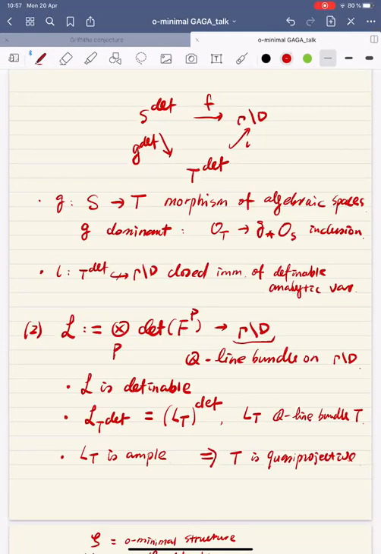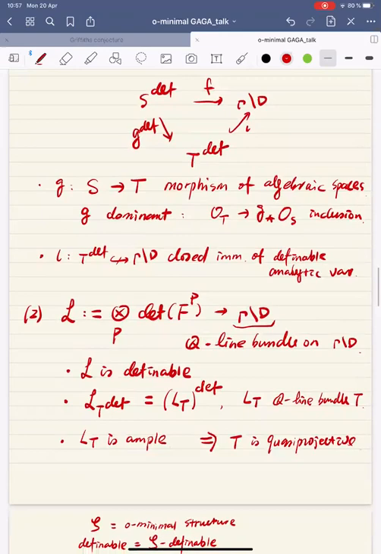So, a definable line bundle, by definition, means the transition functions are definable. Yes, that's true. And now I will give you the definition of a definable analytic variety, and you will see that. Okay.